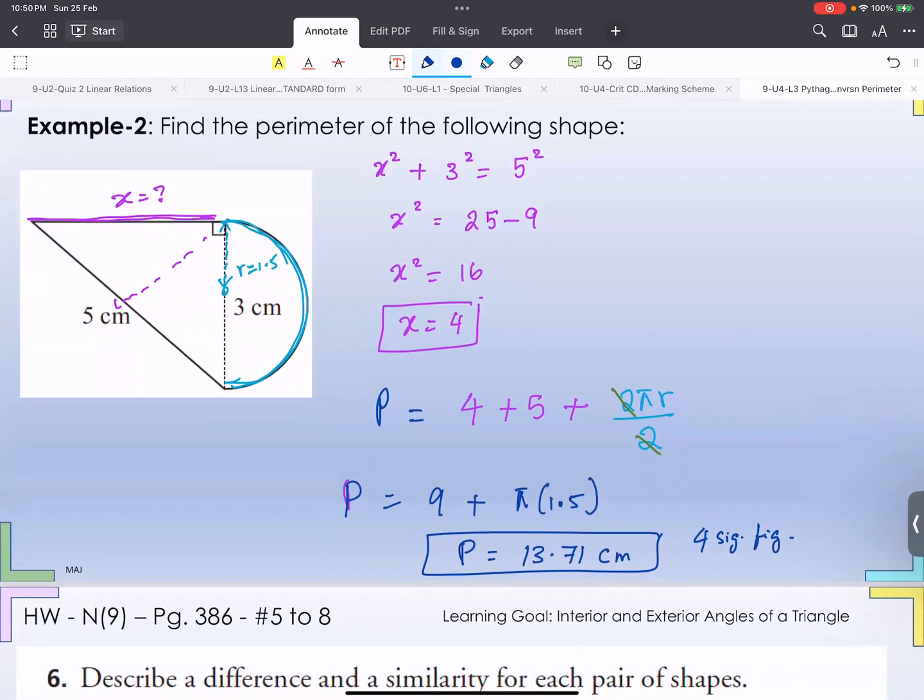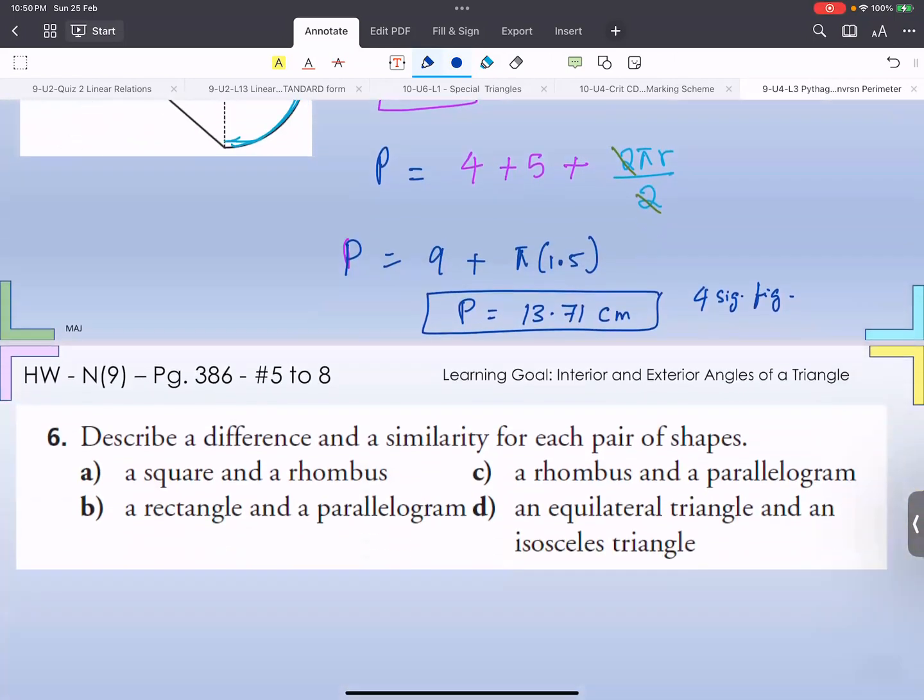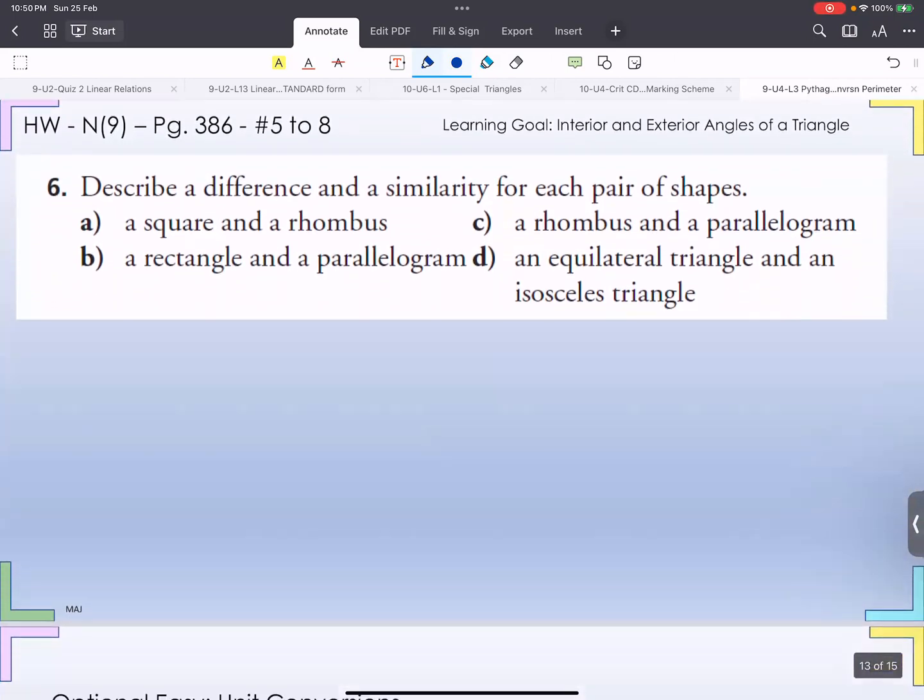Before we conclude the lesson, have a think. What's the difference between a square and a rhombus? A square has all 4 equal sides and all interior angles, and each interior angle is 90 degrees. In a rhombus, we know that all 4 sides are equal, but there are 2 equal acute angles and 2 equal obtuse angles. Think about the other ones as well.